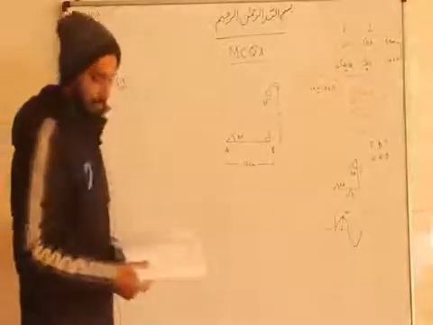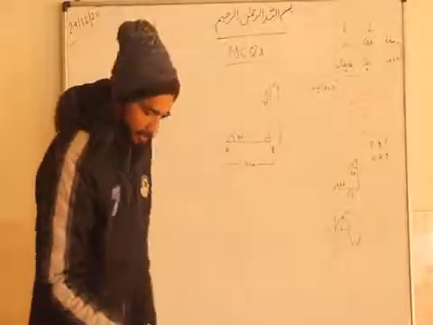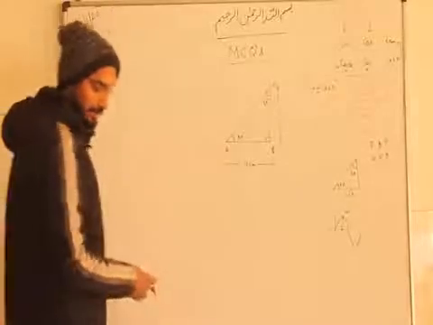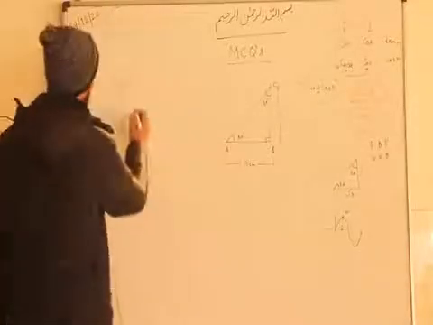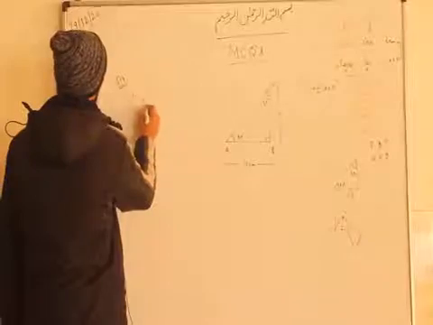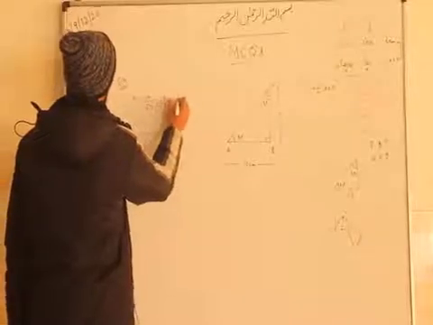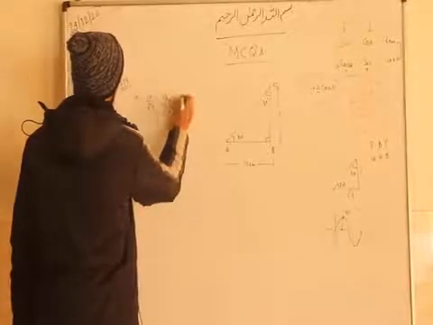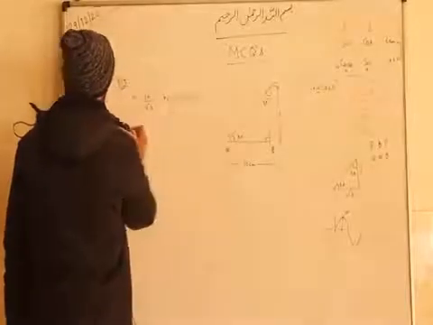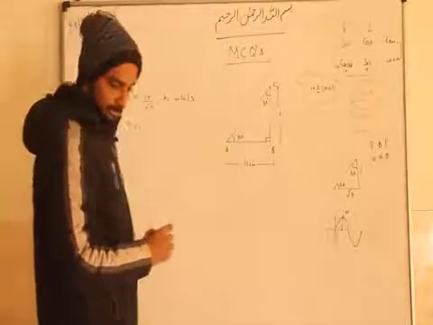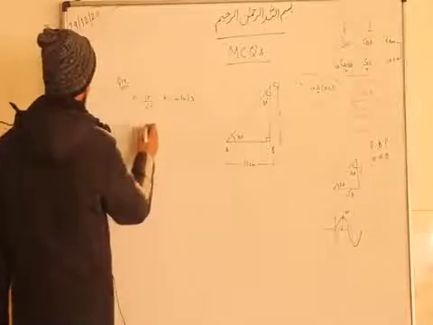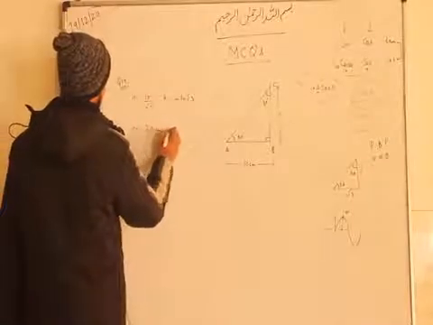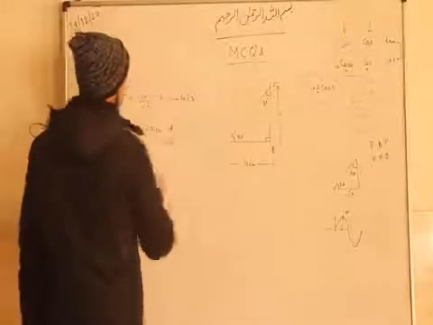So you can find it. Options are there. Option A is 10 by root 3, option B is 10 root 3, option C is 20 centimeter and D is 5 centimeter.